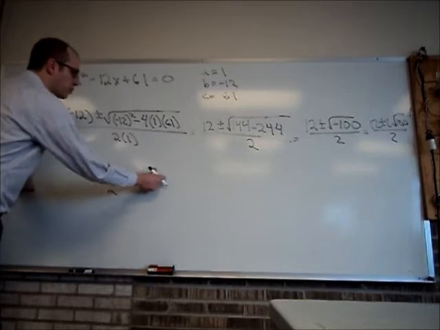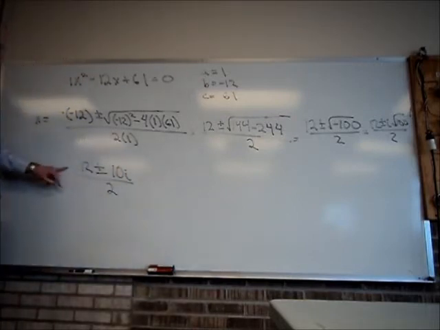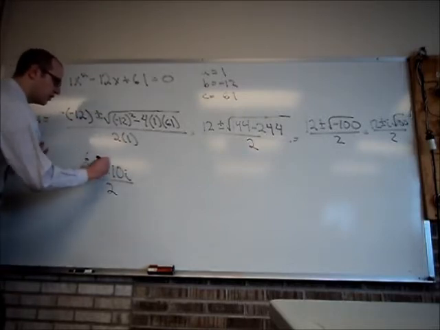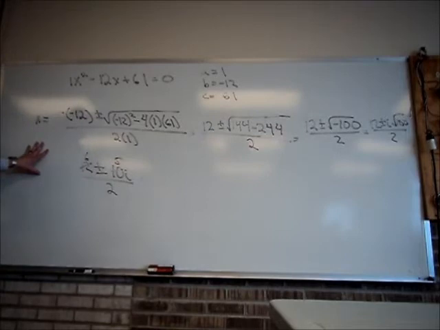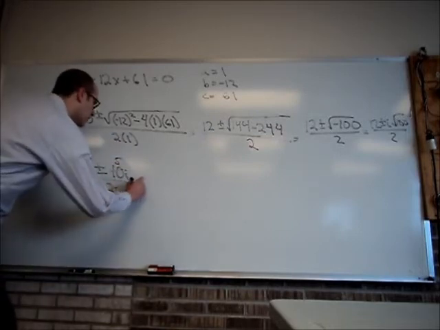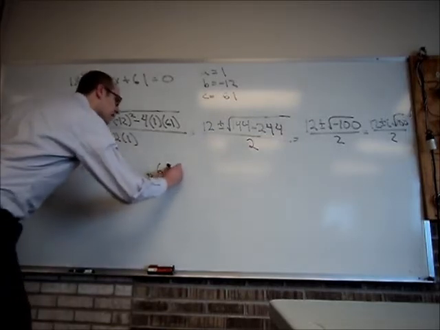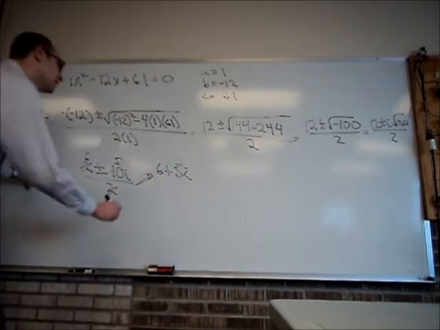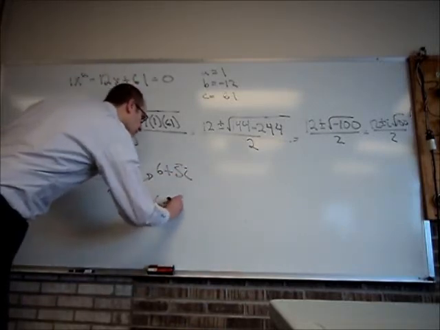Maybe before we break it up into two cases, can we divide here, by the way? Yes, I think we can. 2 goes into 12 six times, and 2 into 10 five times. So our two cases are going to be 6 plus 5i and 6 minus 5i. There's my two solutions.